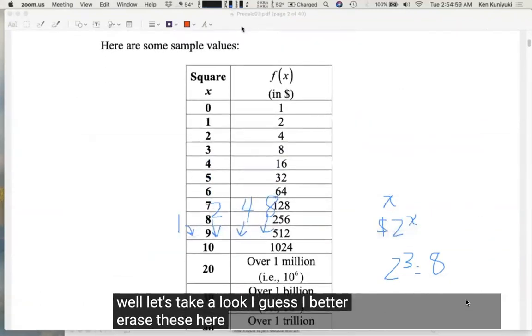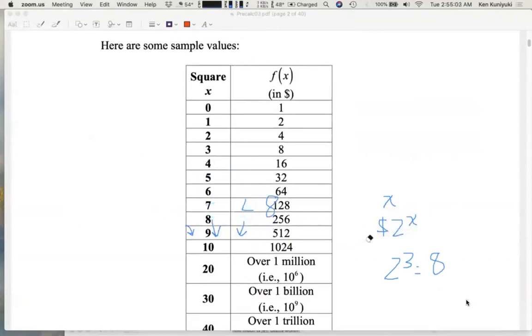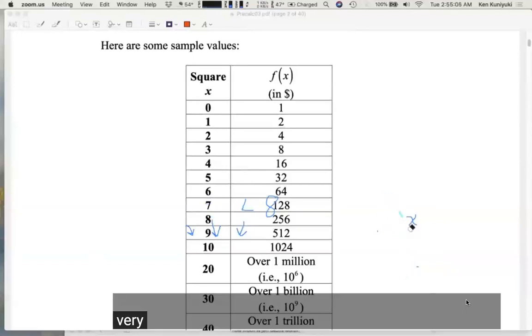I guess I better erase these here. You can see I'm experimenting. Eraser. Yeah, this is like the Zoom thing. The annotation, annotate on Zoom.